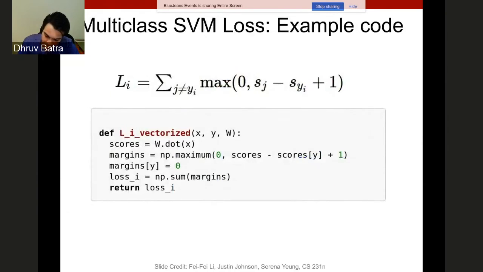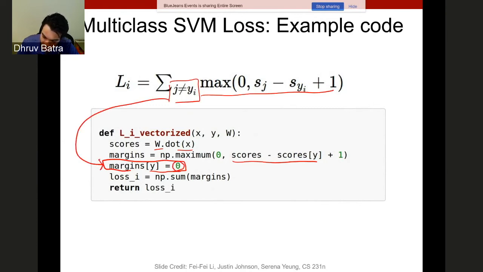And here is a really simple implementation of this loss function. This is a vectorized implementation where you're doing W transpose X. You're setting the score differences, and just making sure for yourself that you're setting it to 0, so that you're handling this part in this line. That you have to not sum over the ground truth categories, and you're just returning the losses. This is a really simple implementation of this loss.